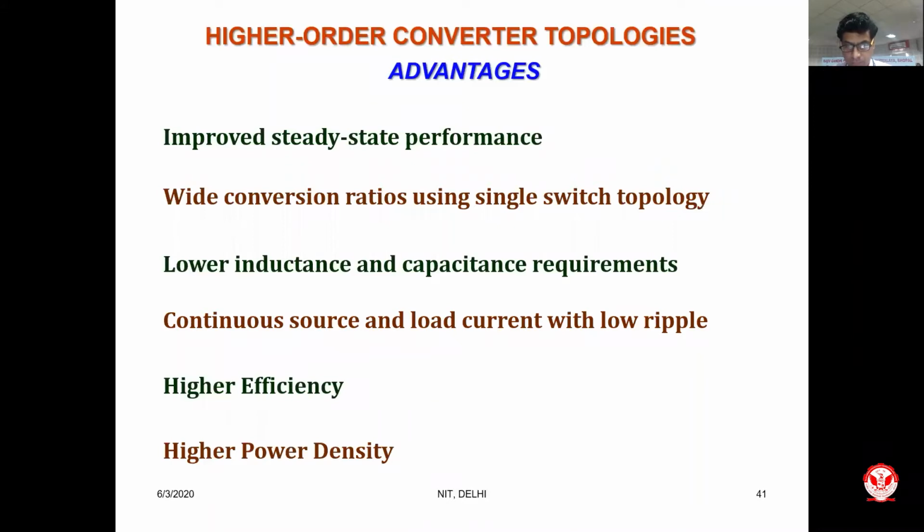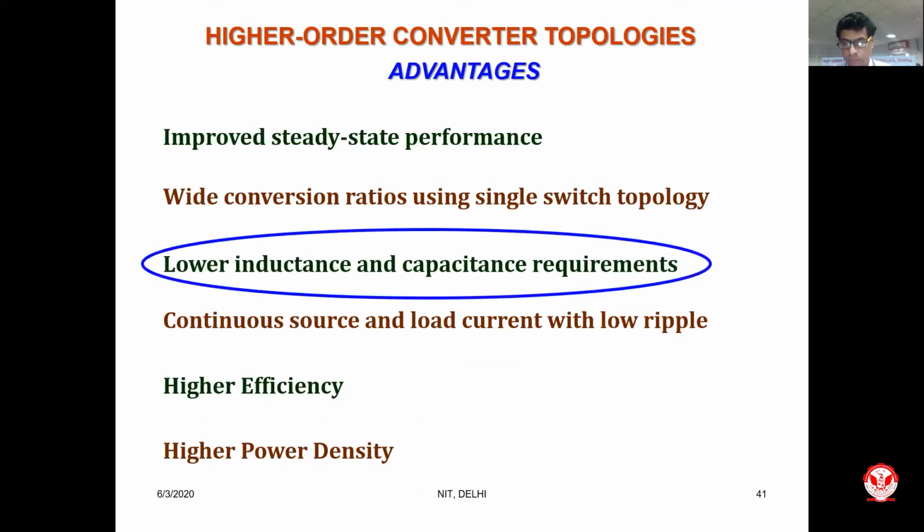These are some of the advantages of higher order converters. Of these, important is low inductance and capacitance requirement. Even though we are increasing the number of energy storage elements, the overall requirement of inductance and capacitance will be reduced. The second important thing is the continuous source and load current.